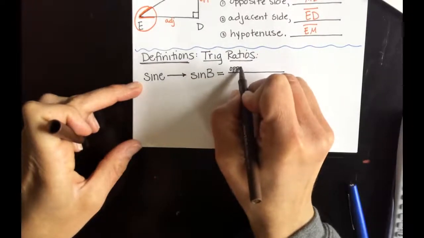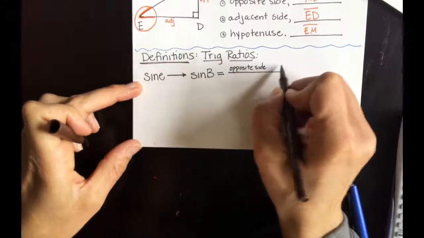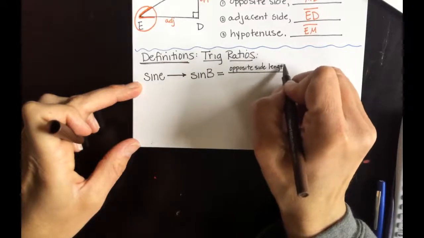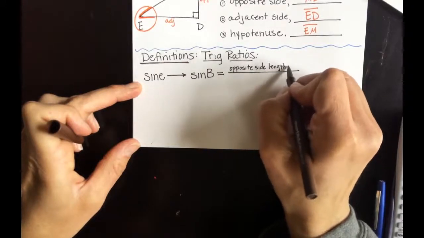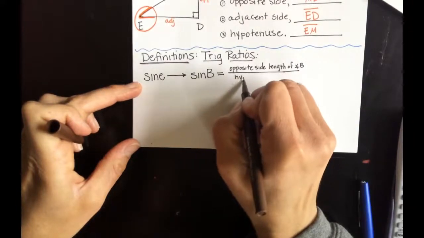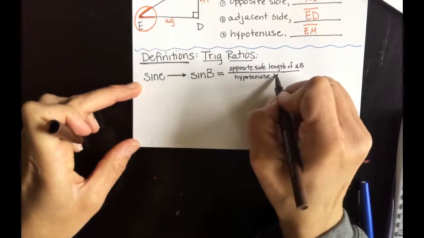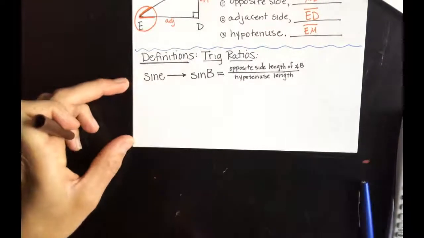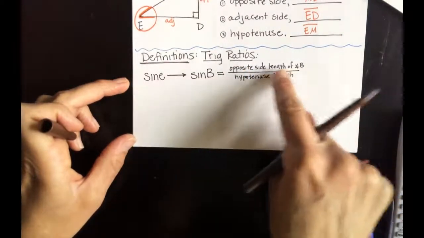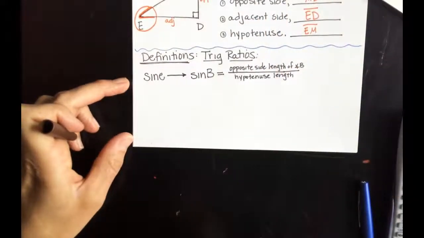Opposite side length of angle B over the hypotenuse length. And it is a fraction. But notice up here I specified that if I'm using angle B here, the opposite side is in relationship to angle B, the same way we did these examples up there.